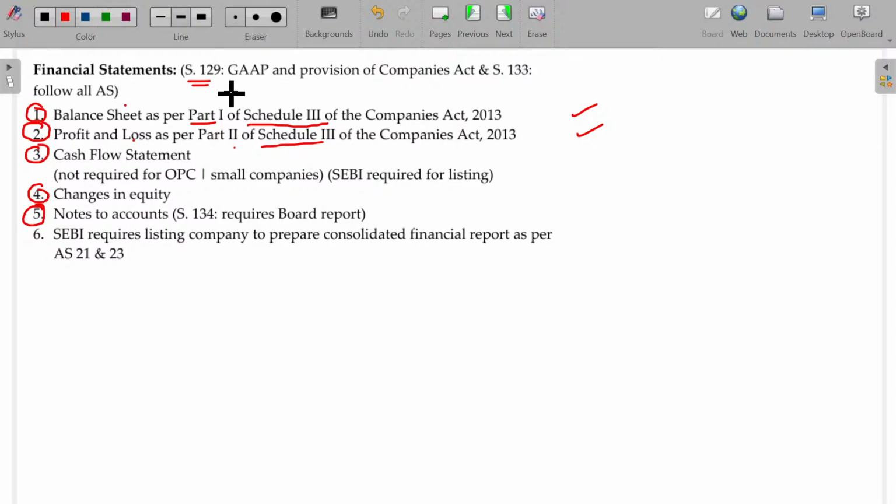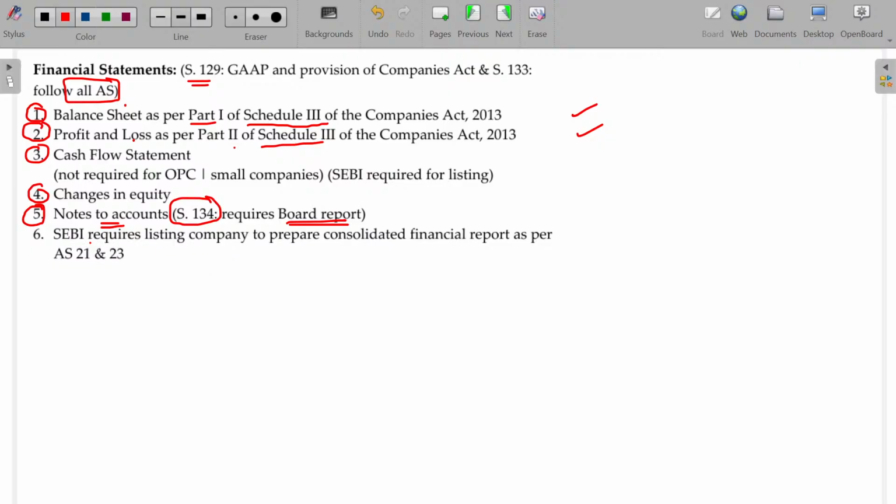So, you have to follow the GAAP and provisions of the Companies Act, and you have to follow all accounting standards. You have to be a master of all the accounting standards and apply all those standards, rules, and regulations while preparing the financial statements, right? And these notes to accounts are reported in the board's report also, under Section 134.